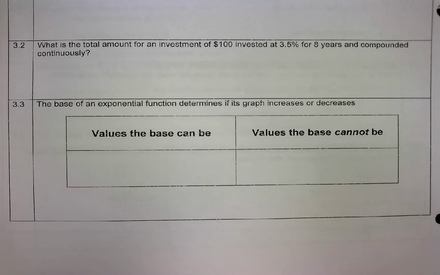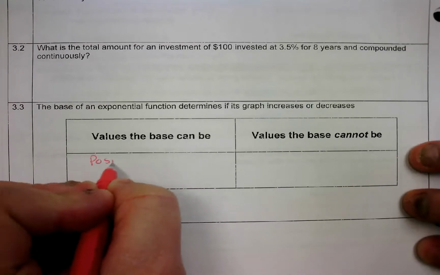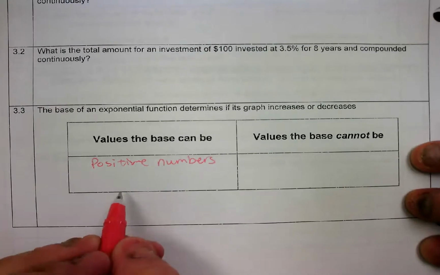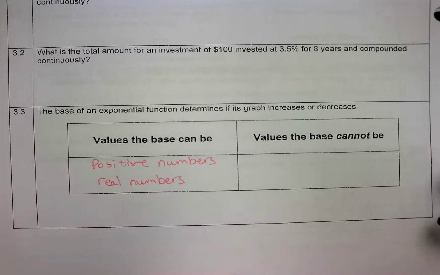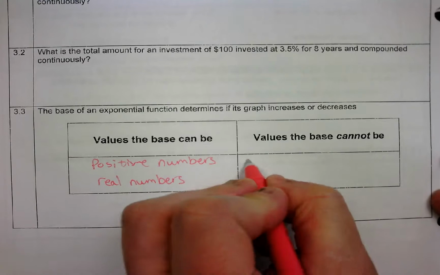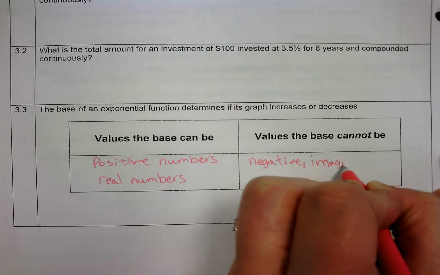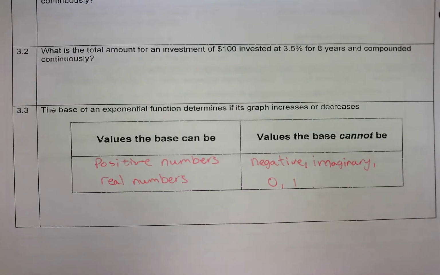The base of exponential functions determines if its graph increases or decreases. But there are some values that the base can be and some values that the base cannot be. What the base can be are positive real numbers. Values that the base absolutely cannot be are negative, imaginary, the number 0, or the number 1, because that makes these functions not be exponential functions.